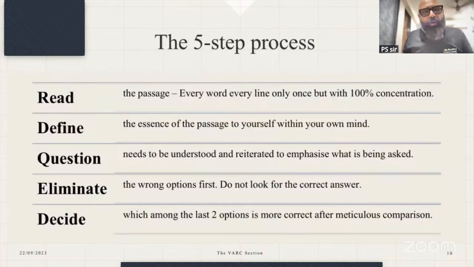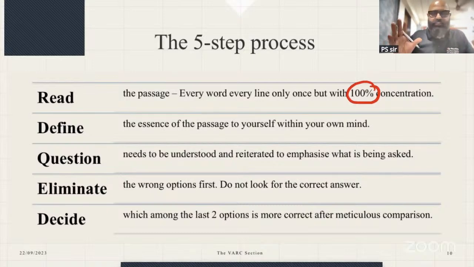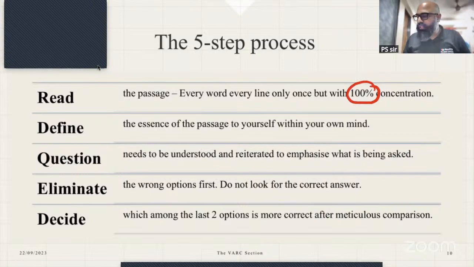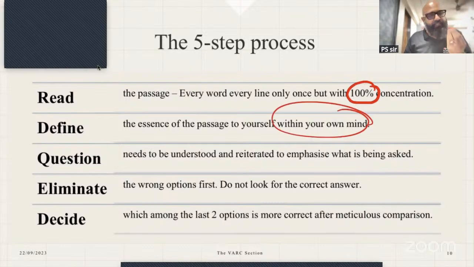The 5-step process for reading comprehension. Read every word, every line with 100% concentration, because if comprehension is not proper, boom. There are idea-based questions. If the idea goes wrong, then there are high chances that you will mark an inaccurate option across all questions. Define the essence of the passage within your own mind. What exactly is the passage talking about? This is the second thing which you need to do.